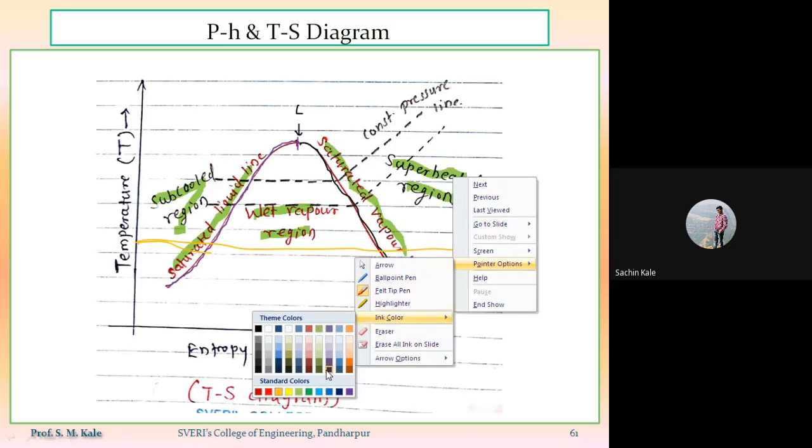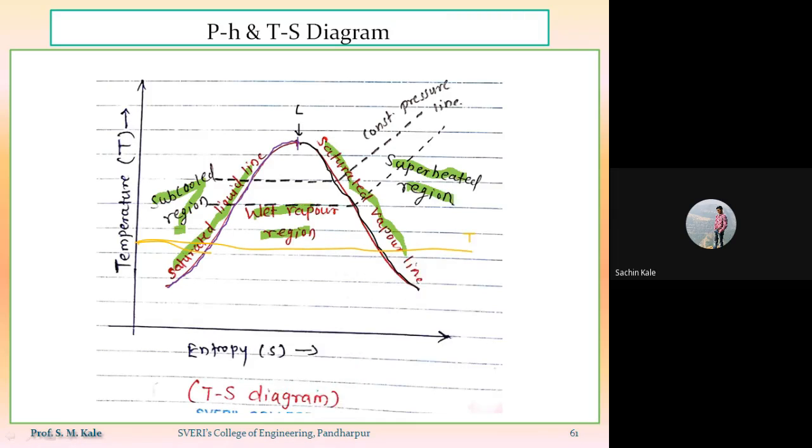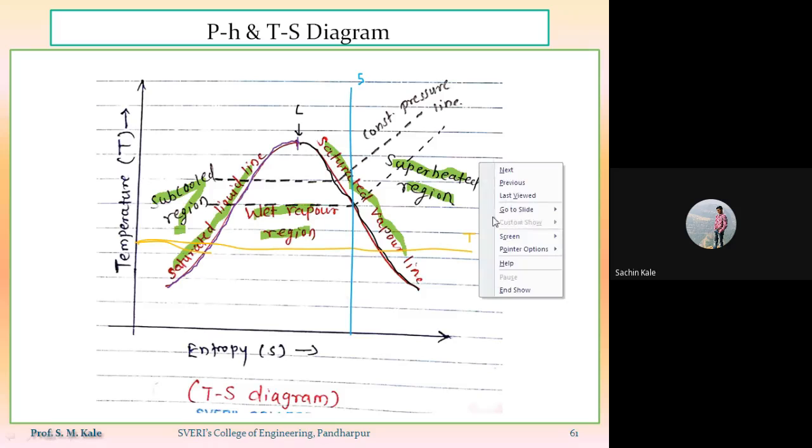What will be the nature of the constant entropy line? Any vertical line. Yes. Any vertical line on this chart will indicate constant entropy. Now, what about the constant pressure line? Here you will observe that this is the nature of the constant pressure line.